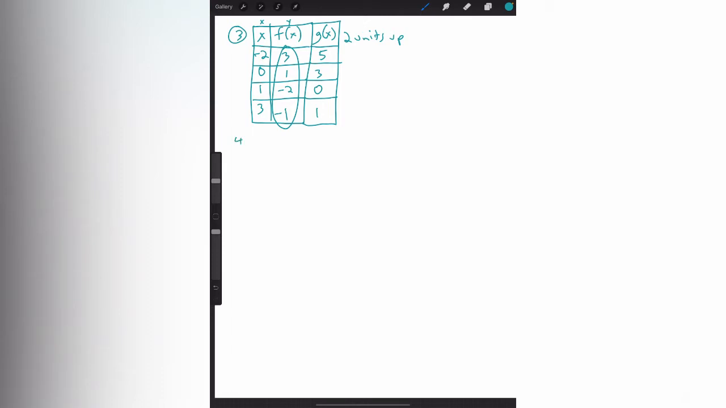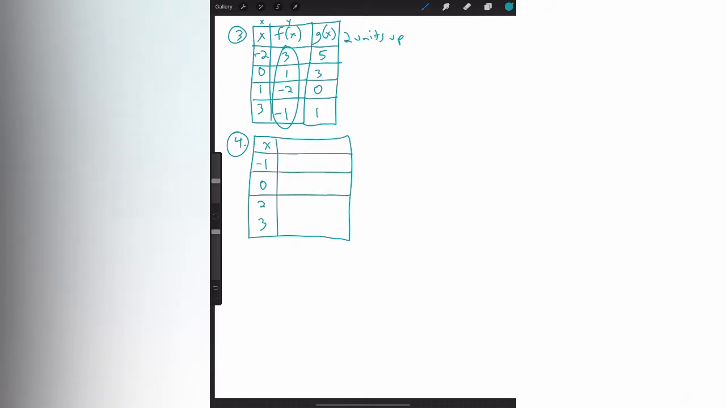Number 4 gives me x is negative 1, 0, 2, and 3. Okay, I'm going to go ahead and draw my table here. And I'll save room for my g of x at the end over there. But it gives me f of x, or really my y value in this case. And I'll go ahead and write my g of x. All right, so I have 1, 0, negative 4, and 2.